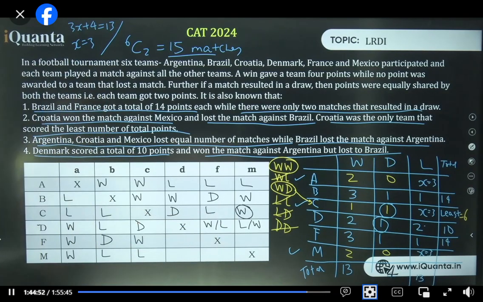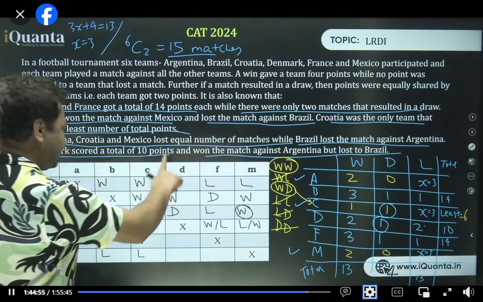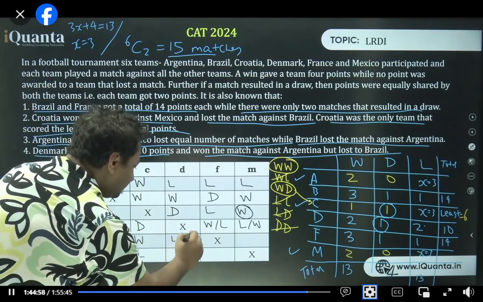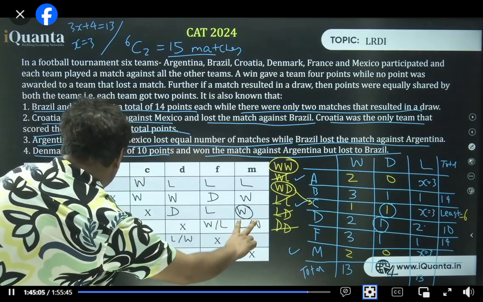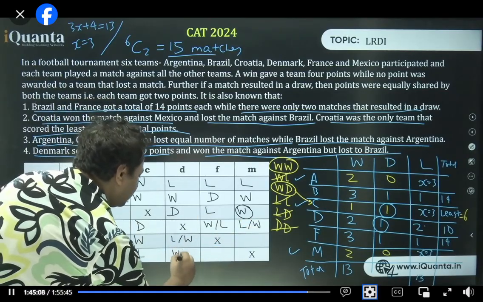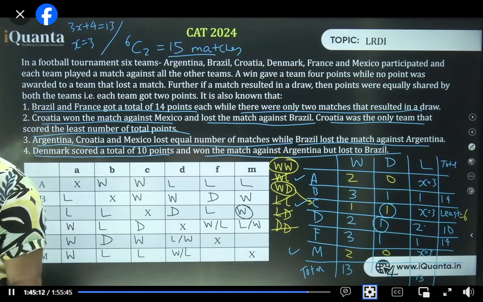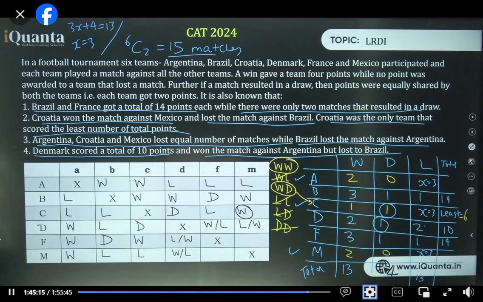क्या हुआ इसके साथ? Which also means that France against Denmark will be loss or win. ठीक है ना? WL का उल्टा. WL, reverse of it, LW. Similarly, Denmark against Mexico, LW. So Mexico against Denmark will be WL. I hope this thing is clear to everyone.